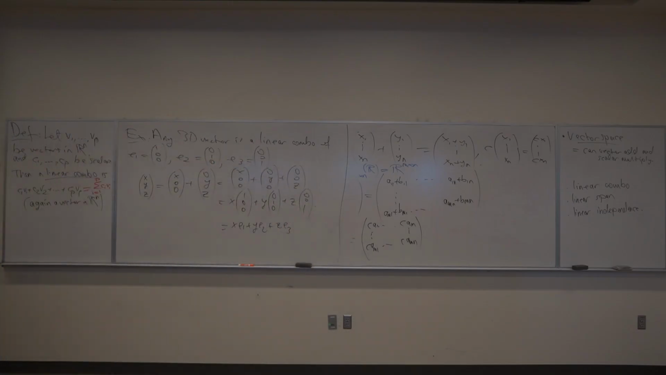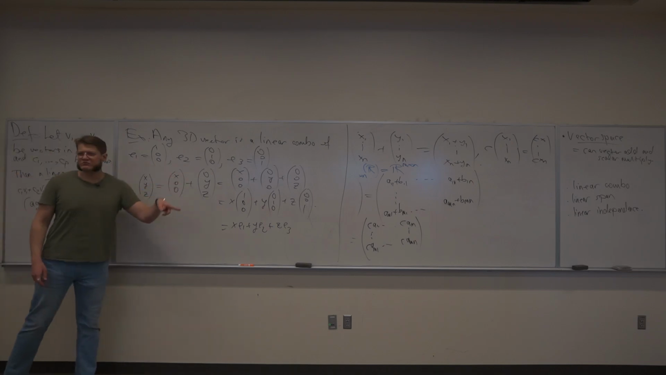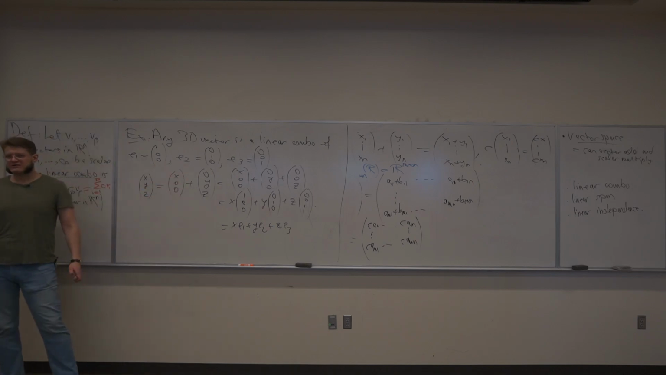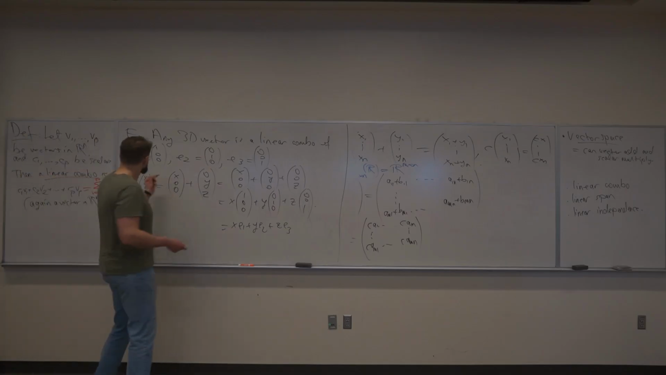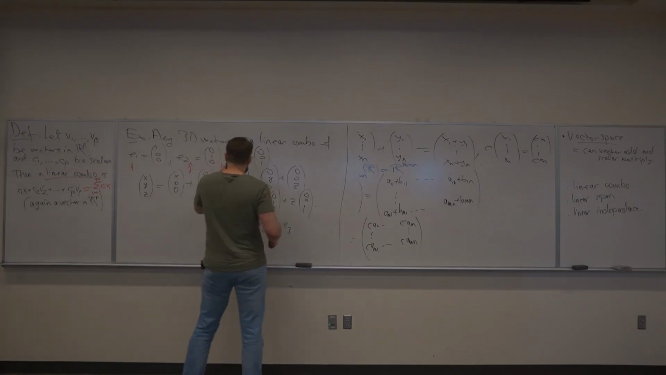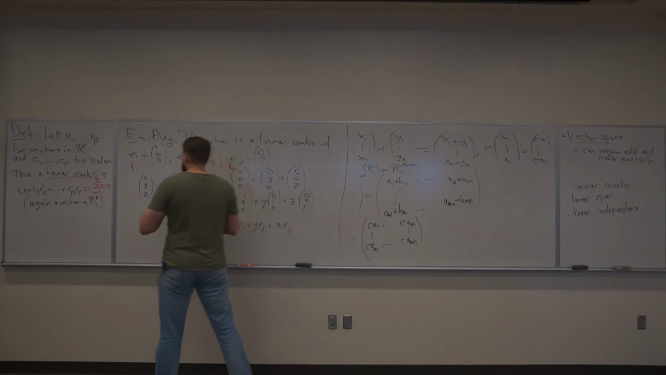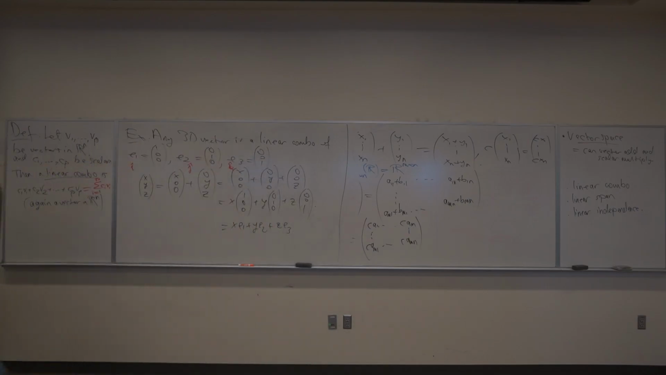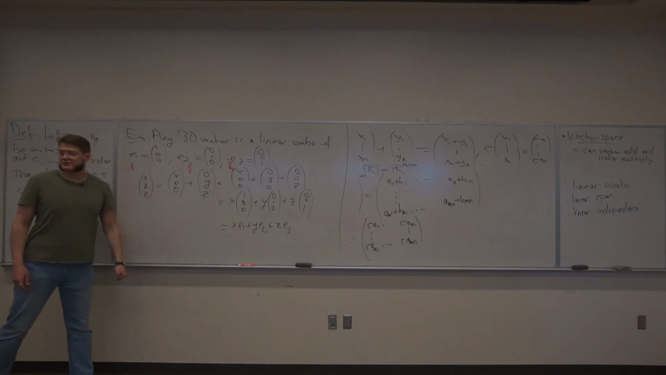So for instance, if you've taken multivariable calculus, instead of E1, E2, E3, you would use i hat and so on. It's the same thing. So i hat, j hat, k hat. This is calculus notation. In linear algebra, we typically use this E1, E2, E3.